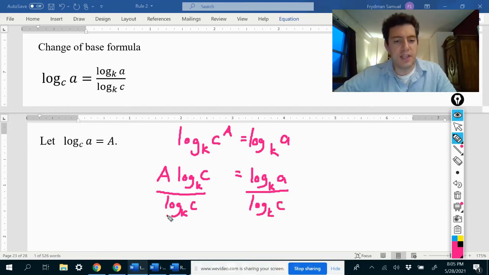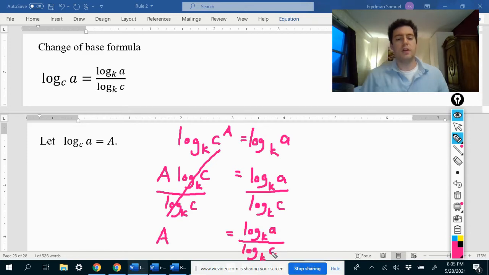Okay, so these cancel out. I know that looks very messy, but they just cancel out. And so we're left with just a over here. And then on the other side, we have the log base k of little a over the log base k of c. Okay, and by the way, just a reminder, this k is just some other number. It doesn't really matter too much what number it is.